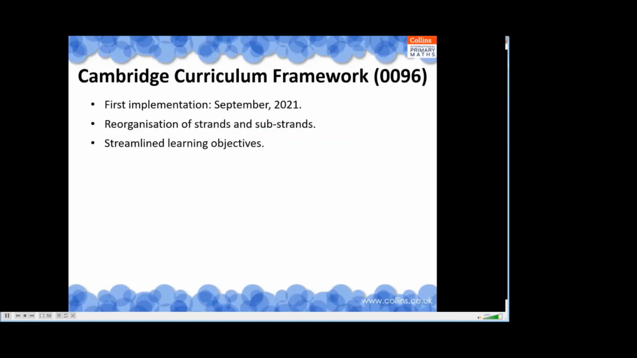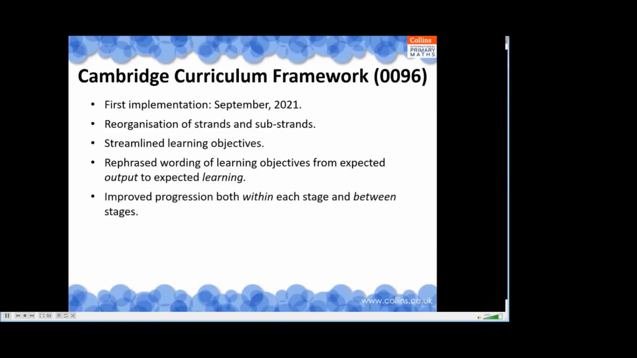On average, across stages 1 to 6, there are 30% fewer learning objectives. But although the number of learning objectives has been reduced, the overall level of expectation in mathematics content at each stage remains pretty much the same as in the 2011 framework. The learning objectives have been substantially rephrased, with more emphasis on mathematical processes than on assessment outcomes. The progression within each stage and between stages has been improved to ensure greater continuity.